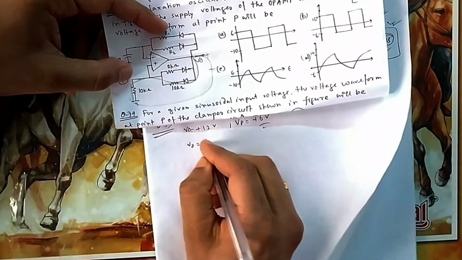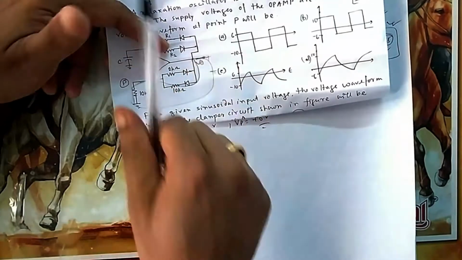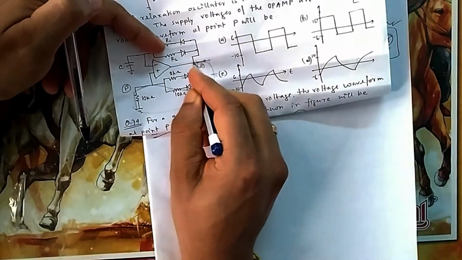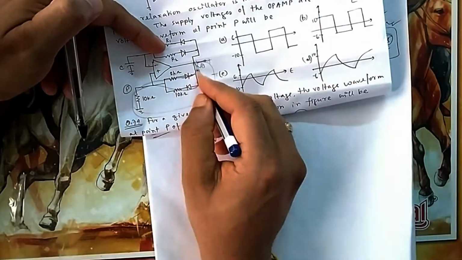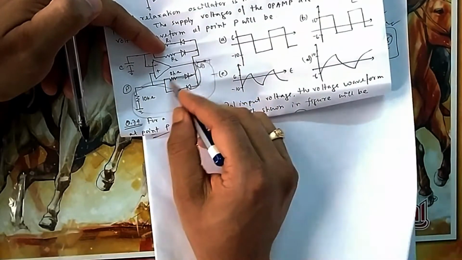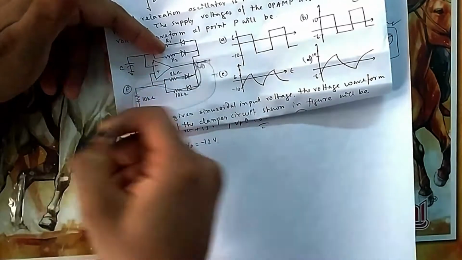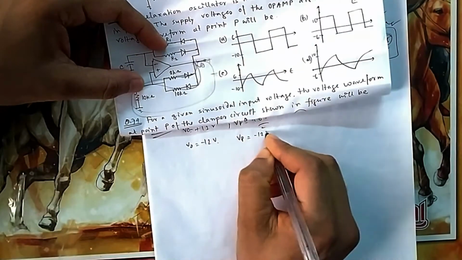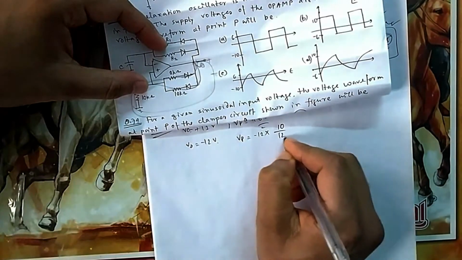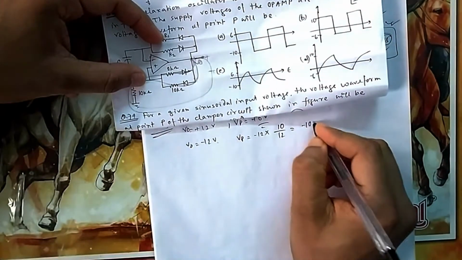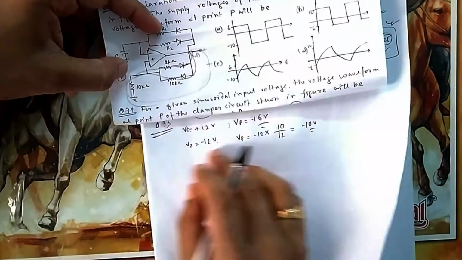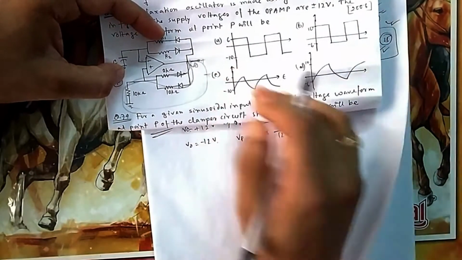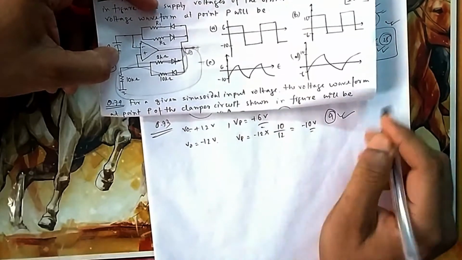When V0 is minus 12, then what will be? When it is minus 12, then the path changes. Then this is not the path. Then this diode will get forward biased now. Now this is the path. So again V0 will be divided in this ratio. What is the ratio? Minus 12 into 10 by 12. So it is minus 10. So your voltage at P will be either plus 6 or minus 10, that is your option A.